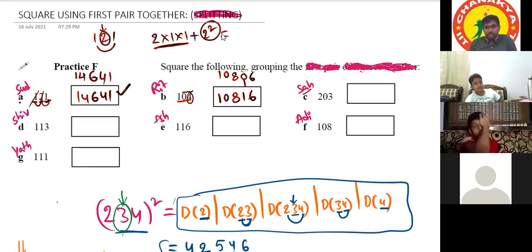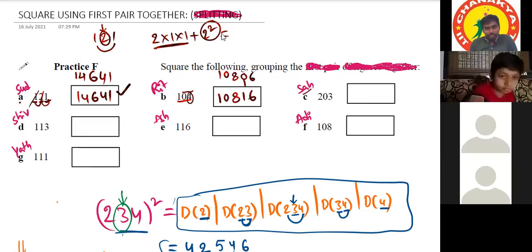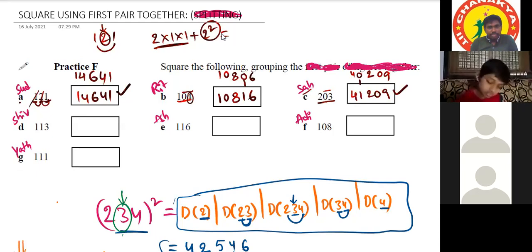Then Sahaswita, proceed. Duplex of 2 is 4. 2 0 is 0. 2 0 3 is 12. 12, 1 carry. Then 0 3 is 0. 3 square is 9. So the answer is 41209. Correct.